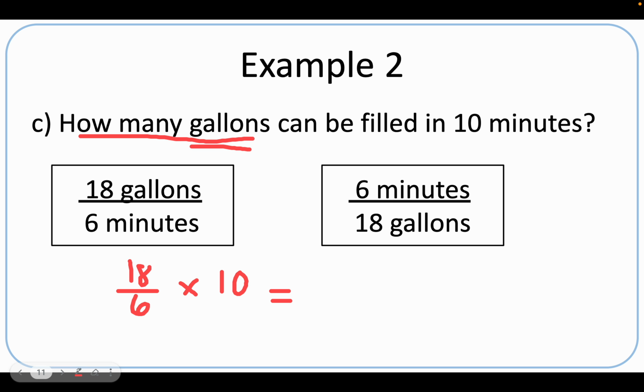We can simplify this 18 over 6 as 3. 3 times 10 is 30. So that means we can fill 30 gallons in 10 minutes.